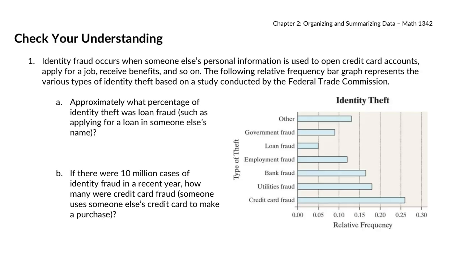The following relative frequency bar graph, this time going horizontally, represents the various types of identity theft based on a study conducted by the Federal Trade Commission. First question, approximately what percentage of identity theft was loan fraud, which is applying for a loan in somebody else's name? 5, yeah, okay, like I said, don't overthink it. If we look at loan fraud, which is right here, and we look down to where its percentage is, it says 0.05 relative frequency, which we know means 5%.